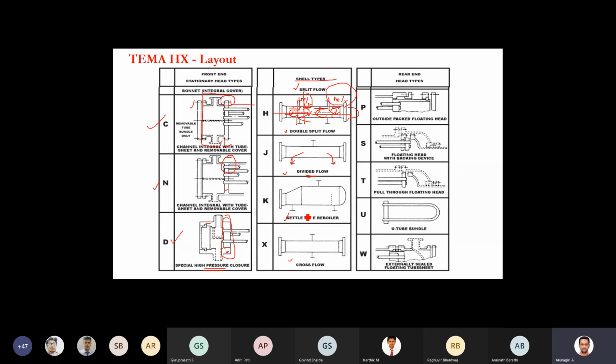Okay, so another one is the kettle type reboiler. Normally this is used at the bottom of the distillation column. Because of the configuration of this shell, it's called kettle type. It looks like a tea kettle. I think many of you may know. It's like this. Here you have baffle plates. So the liquid will come and a minimum amount of liquid can be retained here.